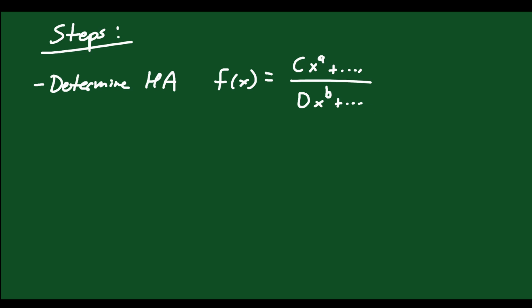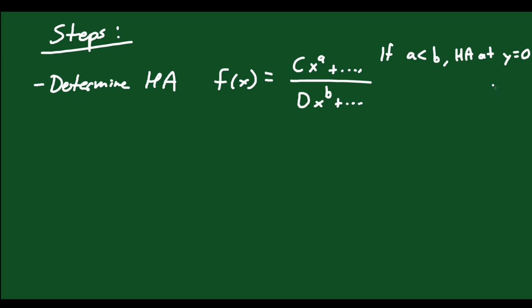So these are just generalizations, right? So c and d could be any numbers, a and b could be any numbers. But based on what these numbers are, the horizontal asymptote is going to change. And let me show you what I mean. If a is less than b, so if the exponent on the bottom is bigger than the exponent on top, what that means is that your horizontal asymptote is at y equals 0.